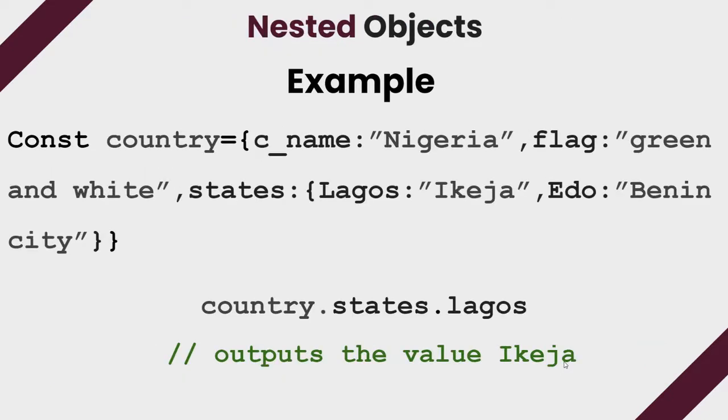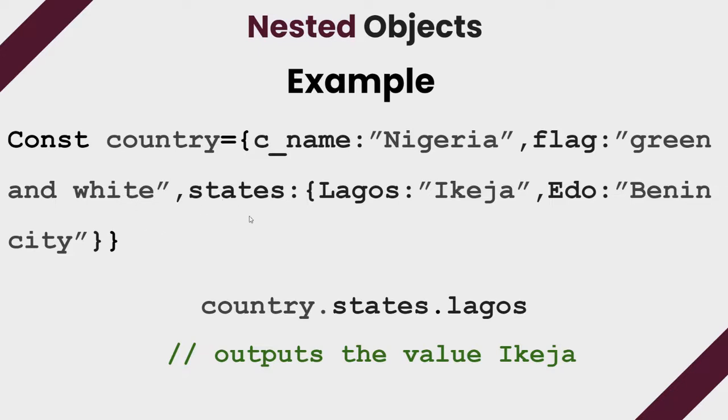Next, we have the nested object. So like I said before, it's possible for you to have an object within an object. So this object name here is country, which has been declared with the const keyword. Now this country is actually an object, but within this object we have another object inside. Now if you notice very well, you have the c underscore name, which is a key to have the value of Nigeria. You also have the flag to have the value of green and white, which is a string.